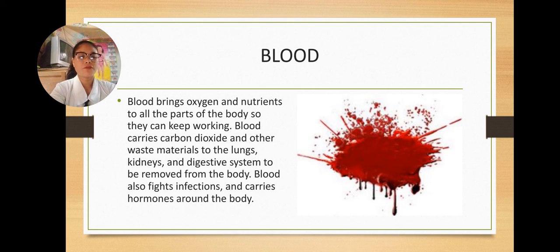Blood is made up of liquid and solid. So, the liquid part is called plasma. It's made of water, salts, and protein. So, over half of our blood is plasma. The solid part of your blood contains red blood cells, white blood cells, and platelets. The red blood cells, or the RBC, deliver oxygen from your lungs to your tissues and organs.